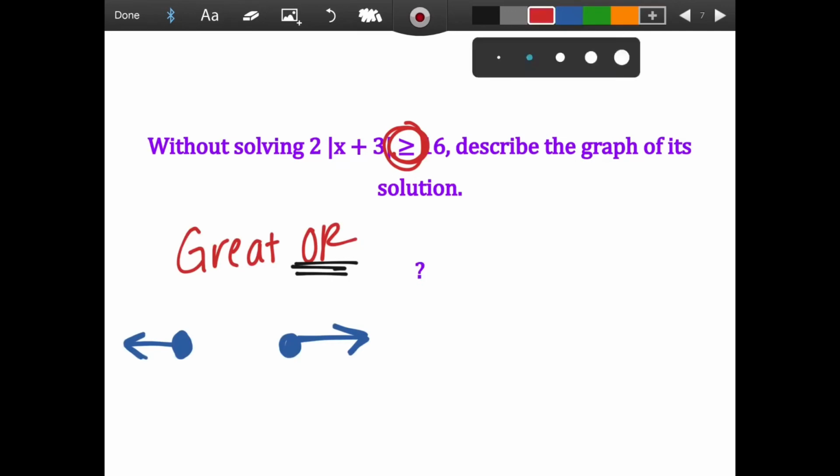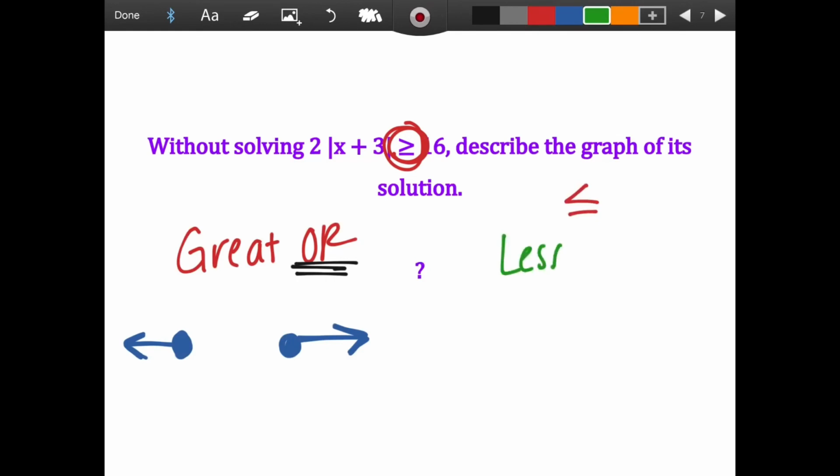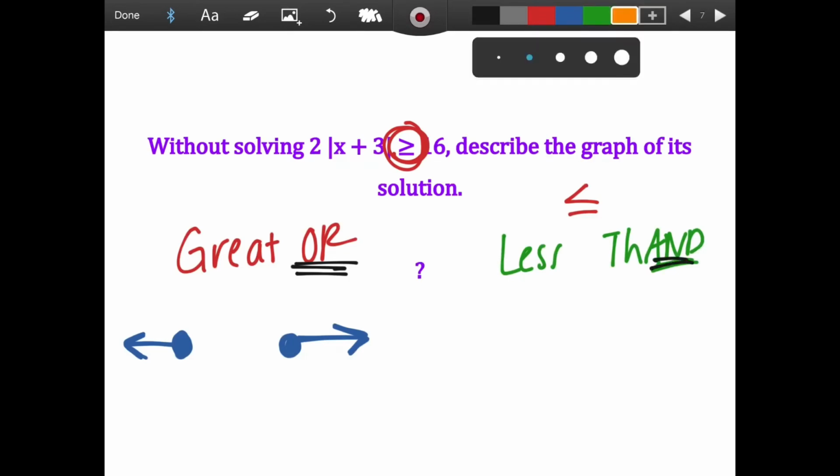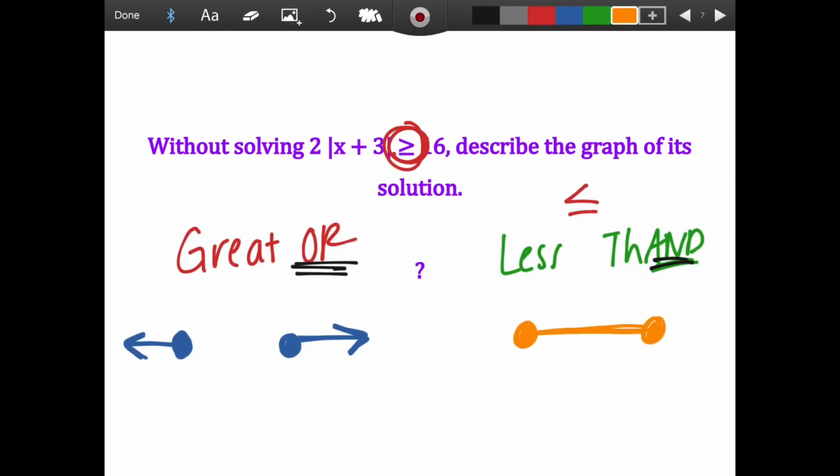If the symbol was less than or equal to, then it would be less than, which tells us that it is an and compound inequality. So the shading would be between the 2 points on our solution. So without graphing, just by looking at the inequality symbol, we're able to tell what the shading would look like on our number line.